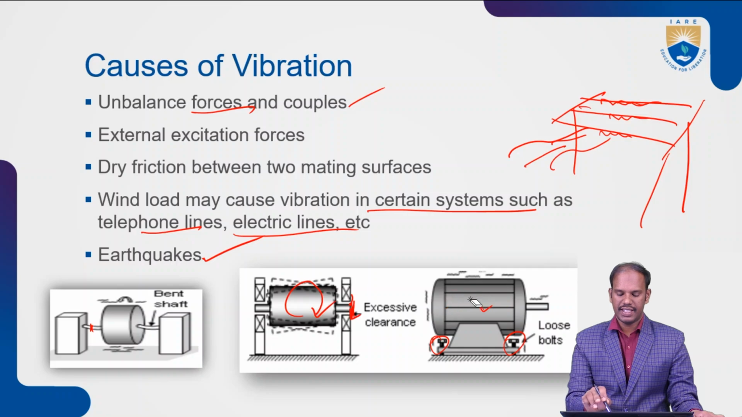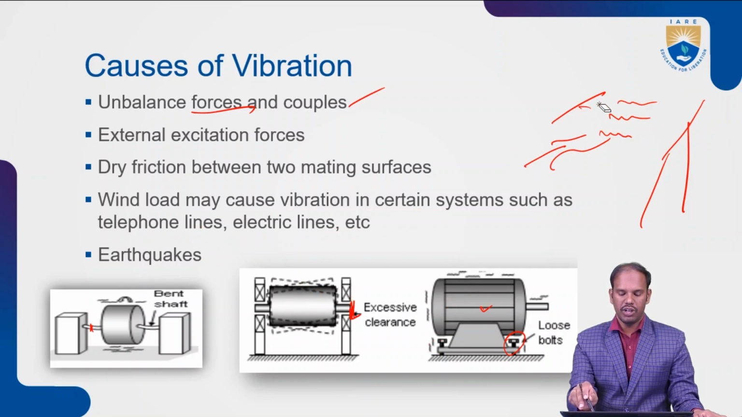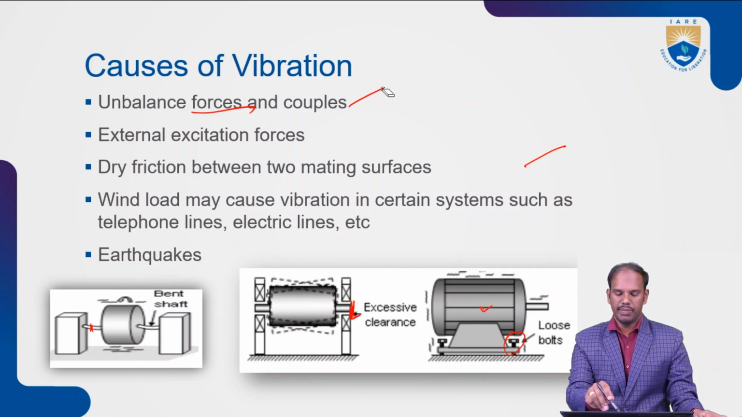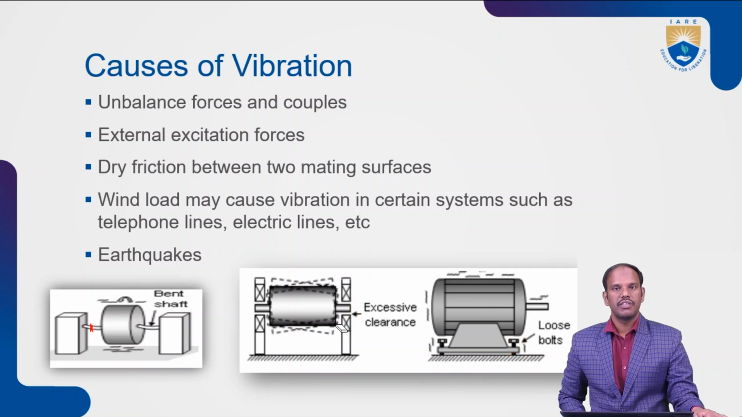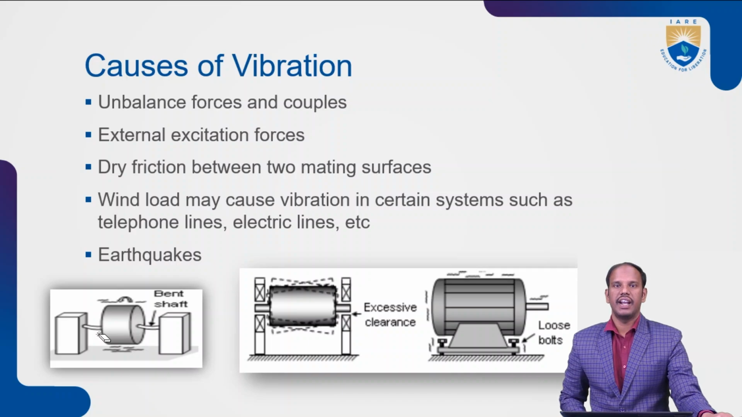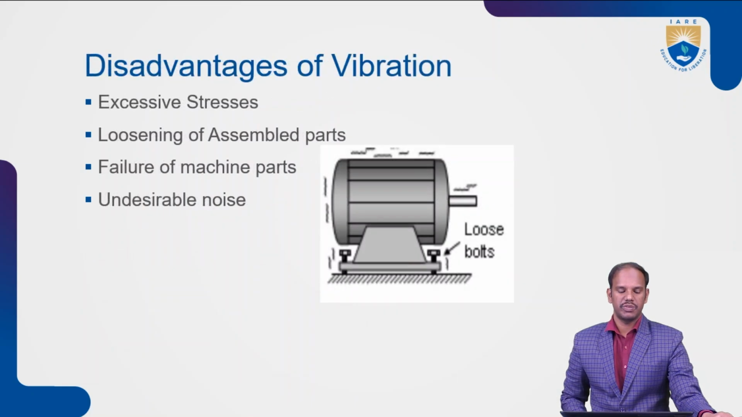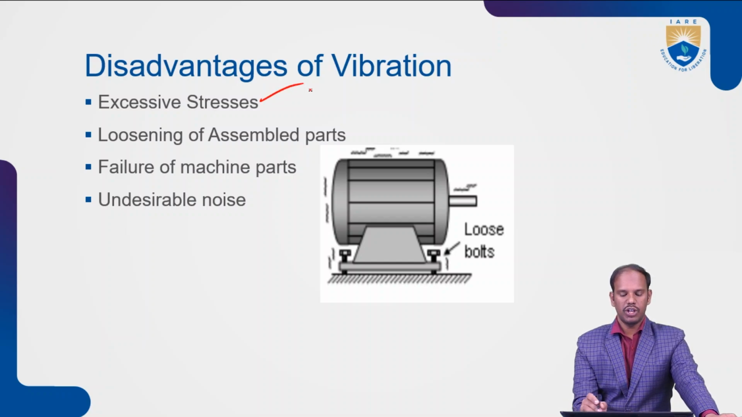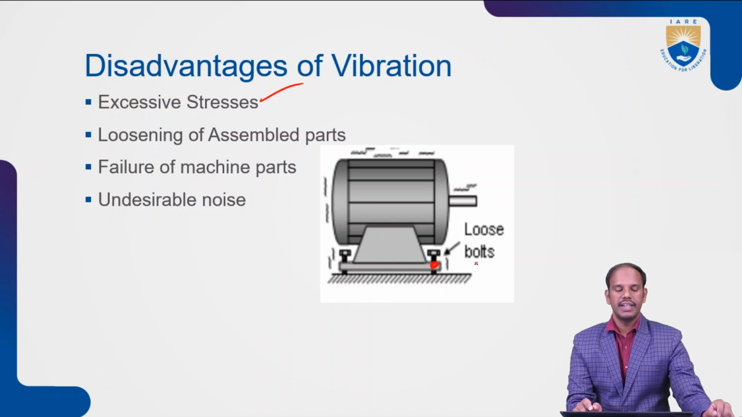These are some examples of how excitation comes and causes vibrations. We have already seen how vibration comes and what natural frequency is. So what is the disadvantage of these vibrations? Excessive stresses will increase, and extra stresses will come on the bushes, nuts, and bolts.